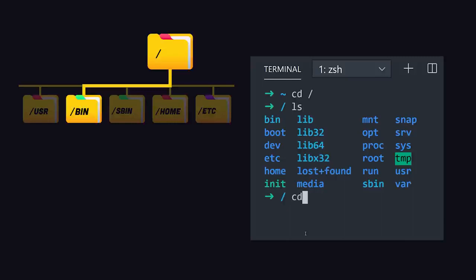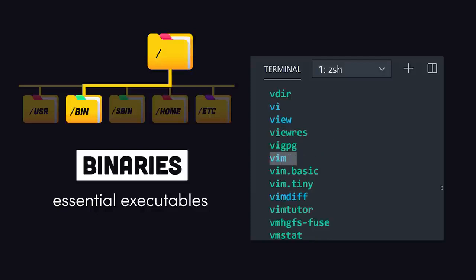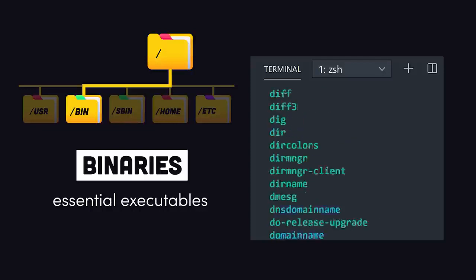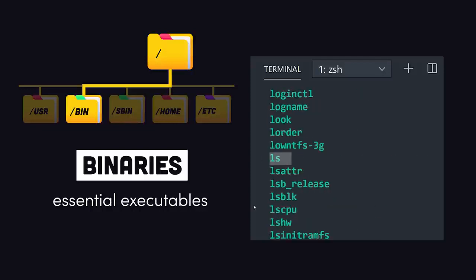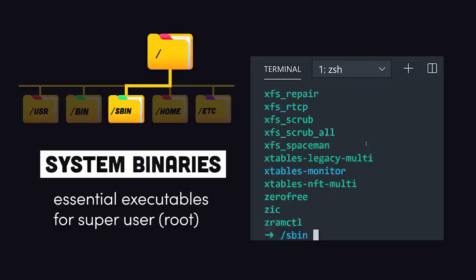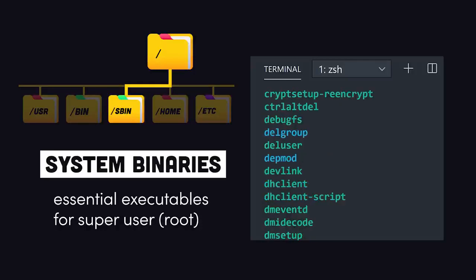First, we have the bin directory, which contains binaries or executables that are essential to the entire operating system. You can run these binaries from the command line at any time, things like gzip, curl, and even the ls command that we just ran. But confusingly, there's also an sbin directory. It contains system binaries that should only be executed by the root user, like mount or deluser.